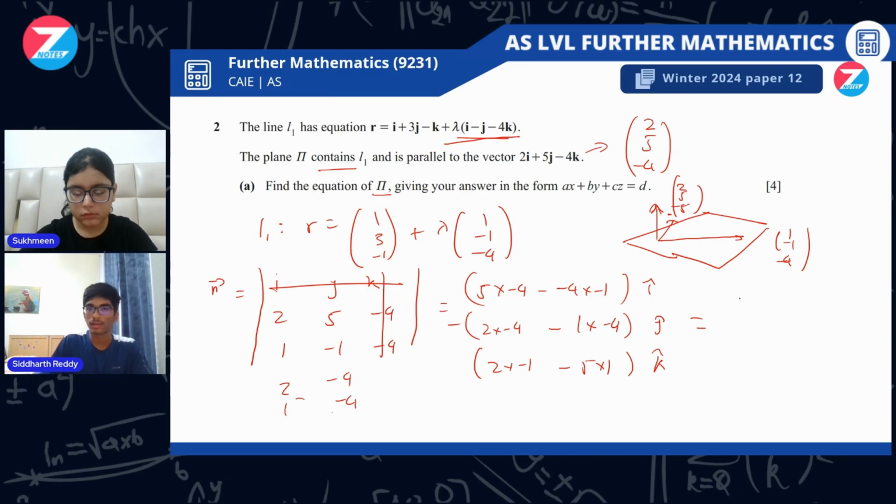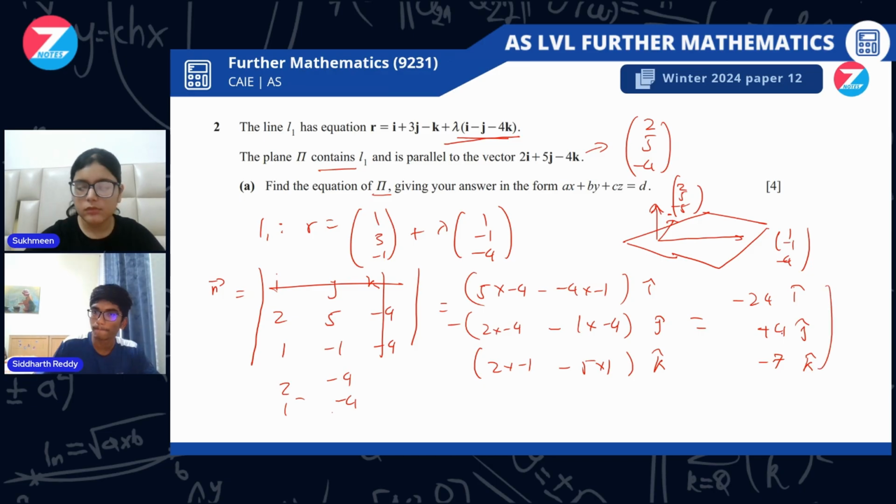So that's minus 24 I. And 2 into minus 4 minus 8. Minus 8 plus 4, that's minus 4. But there's also minus, so it becomes plus 4. And 2 into minus 1 minus 5. So that will be minus 2 minus 7 K hat. Okay, we don't need to write the IJK, just erase that.